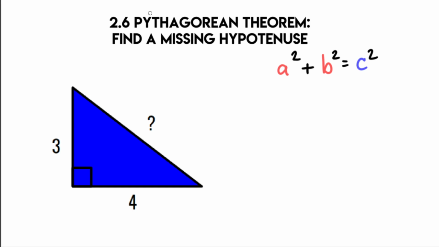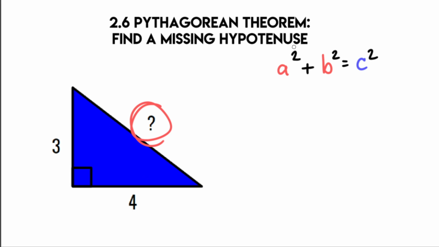Mr. Ernst here, and today we're going to be once again using the Pythagorean Theorem. This time, we're going to use it to find a missing hypotenuse. On our triangle down here, we have our two smaller legs. We also do know for sure this is a right triangle, which is good. We have our two smaller legs, but we have no idea how long the hypotenuse is.